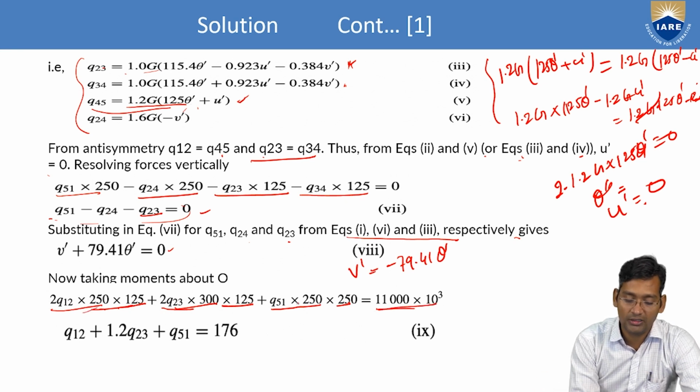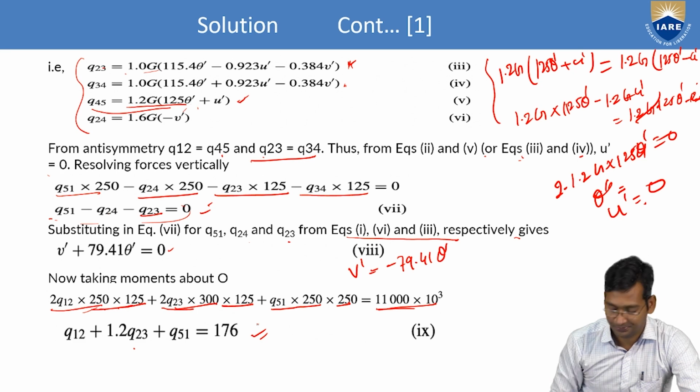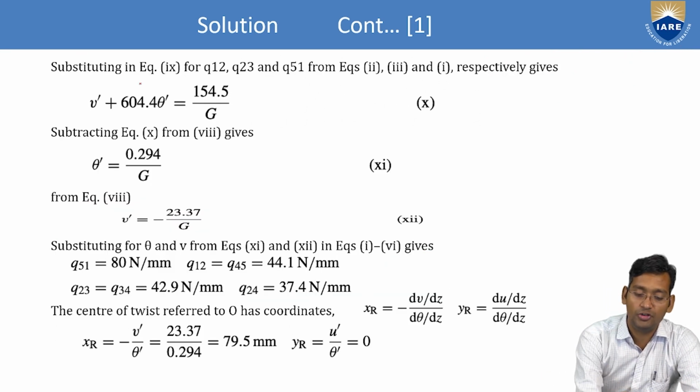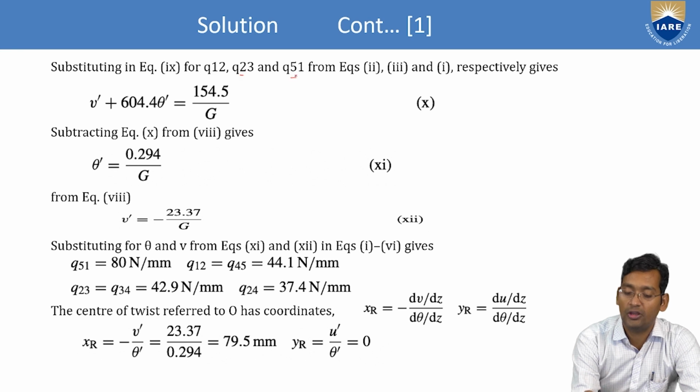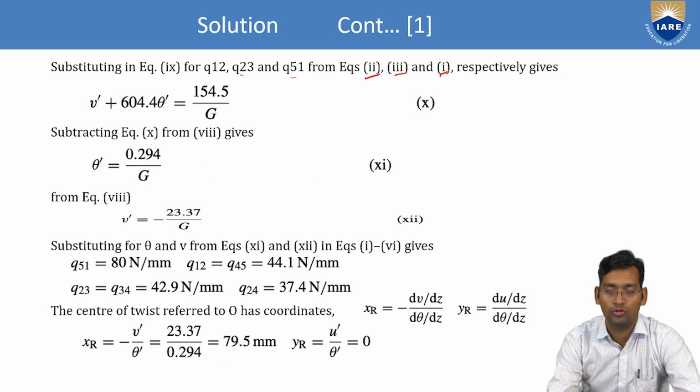So after simplifying this, what we will get? Q12 plus 1.2 Q23 plus Q51 equals 176. So now one equation is here. Just substitute in equation 9 for Q12, Q23 and Q51 from equations 2, 3 and 1. Those values are there.